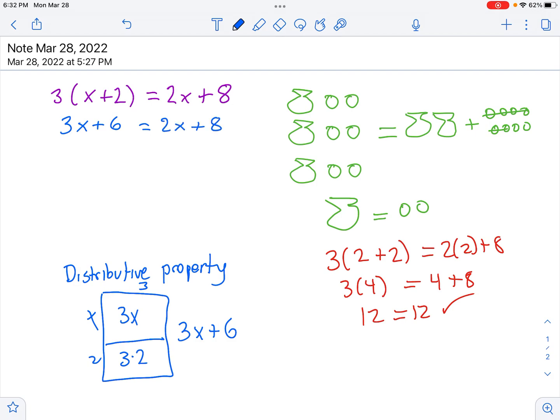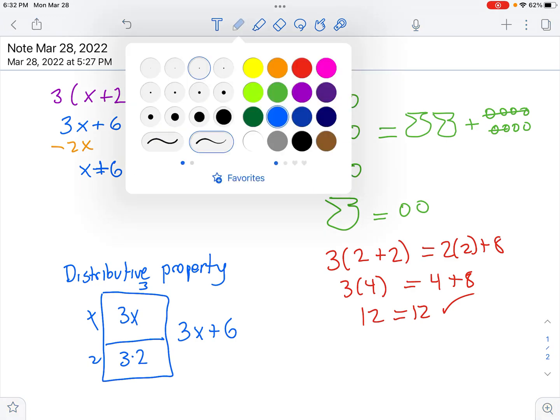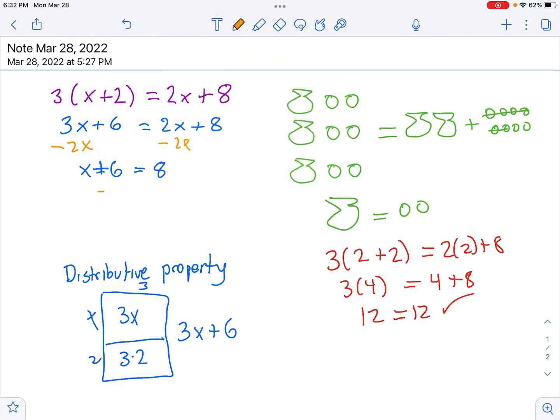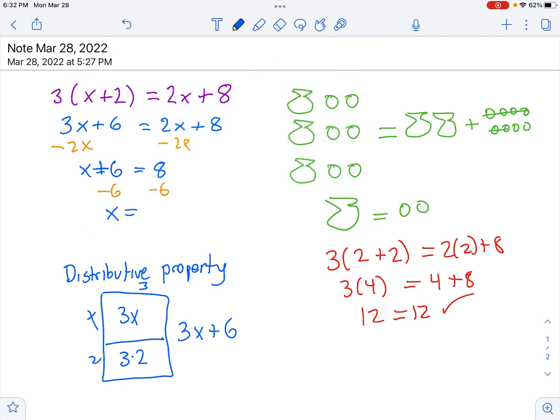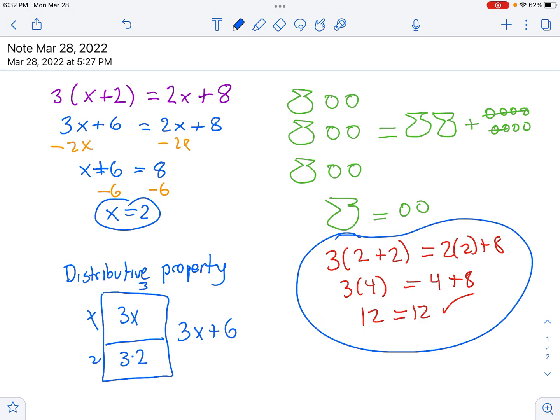And now we can go ahead and do what we normally do when we're solving a problem, right? Subtract 2x, subtract 2x. We get x plus 6 equals 8. And then we can subtract 6, and we end up with x equals 2. That's our solution. We already tested it, so we don't have to test it again.